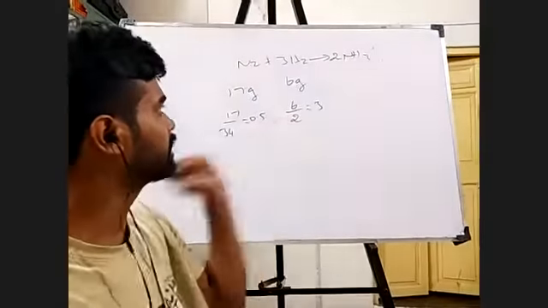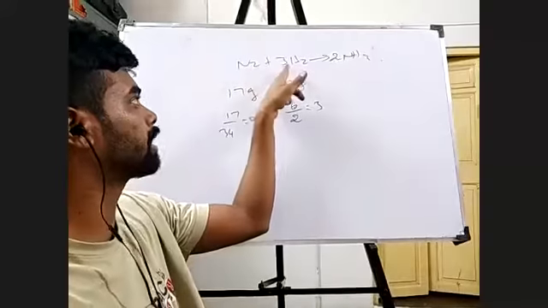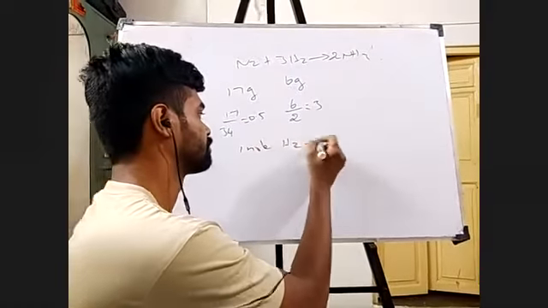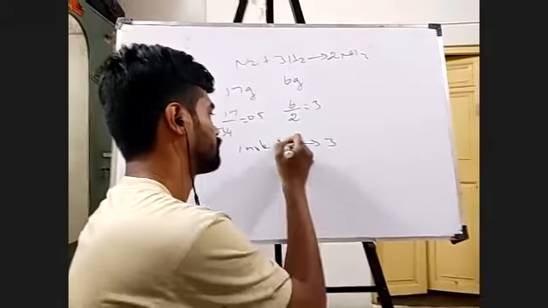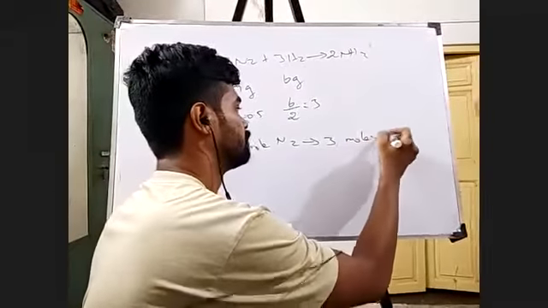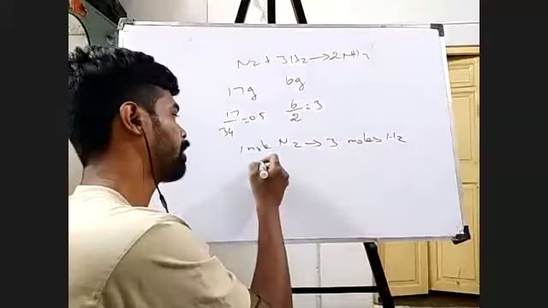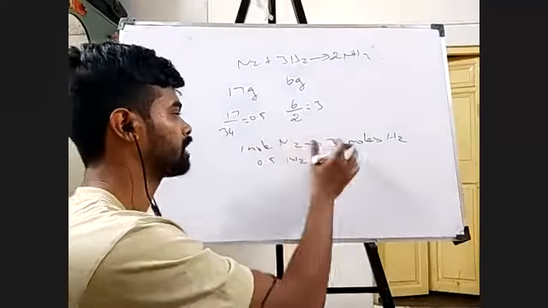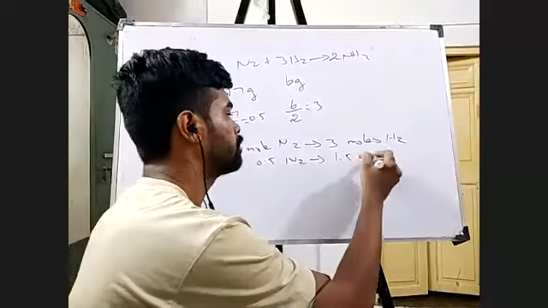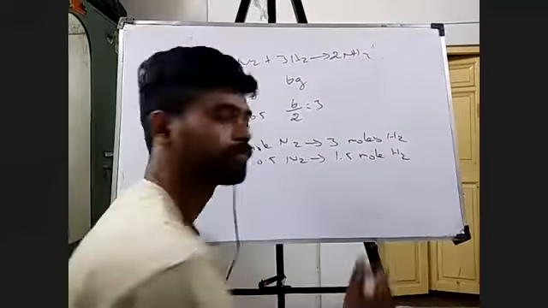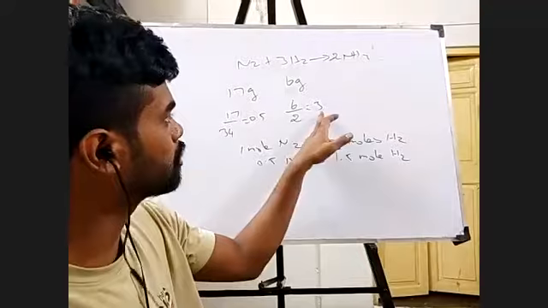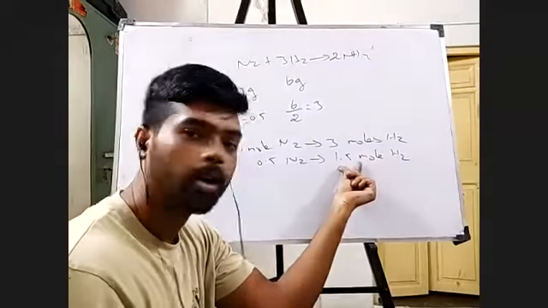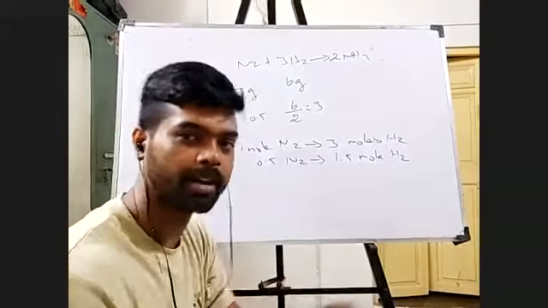Okay, now I can easily tell this. For 1 mole of N2, I require 3 moles of H2. Now, if I have 0.5 moles of N2, how many moles of H2 is required? For 1 mole, 3. So can I say half a mole, 1.5 moles? Correct? Now look at this. How many moles of H2 do I have? I have 3 moles of H2, but how much is required? Only 1.5 moles of H2 is required, isn't it?